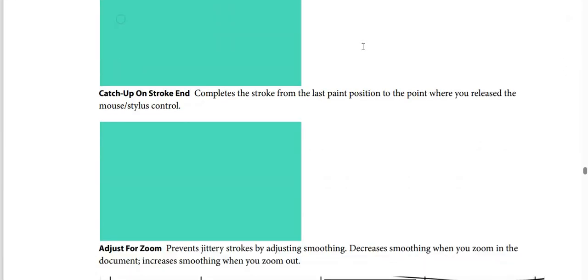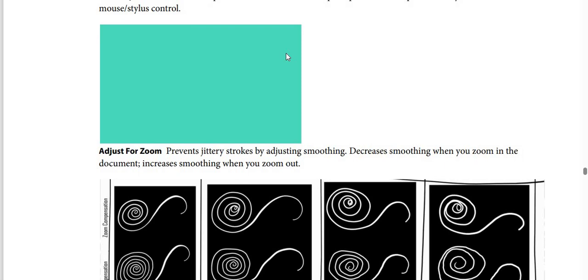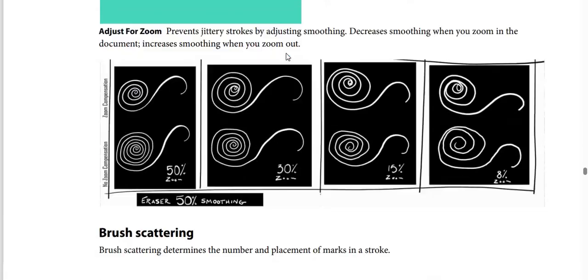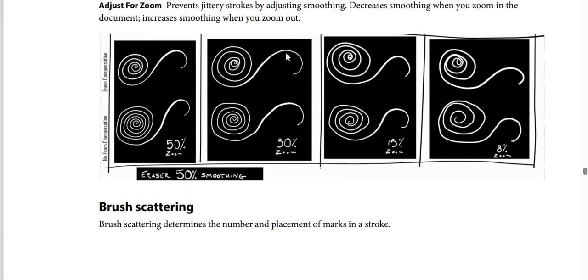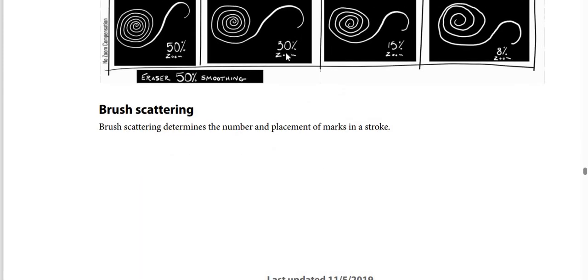And what about catch up on stroke end? Catch up on stroke end means it completes the stroke from the last paint position to the point where you released the mouse or stylus control. And what's the meaning of adjust for zoom? Adjust for zoom prevents jittery strokes by adjusting smoothing: it decreases smoothing when you zoom in on the document, and increases smoothing when you zoom out, like the next image now. Eraser 50% smoothing.